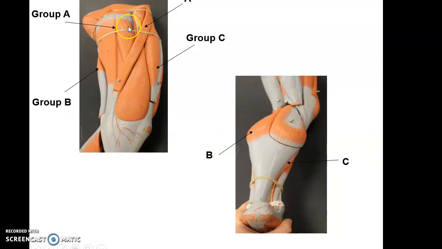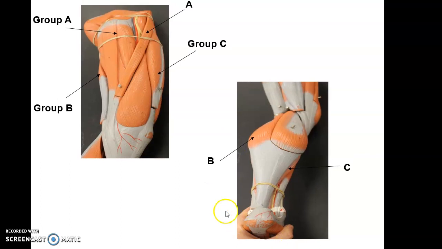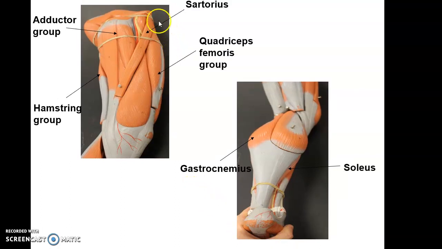Here is a leg model. Here's up at the thigh, down here at the leg. Giving us sartorius here, quadriceps femoris group, the whole area. Again, it was asking for group. Adductor group, hamstring group, gastrocnemius, soleus. Definitely want to watch the videos on the models for this lab. That is it.